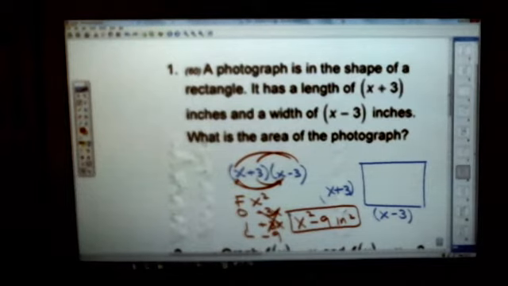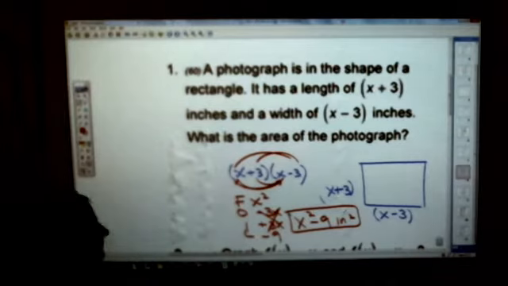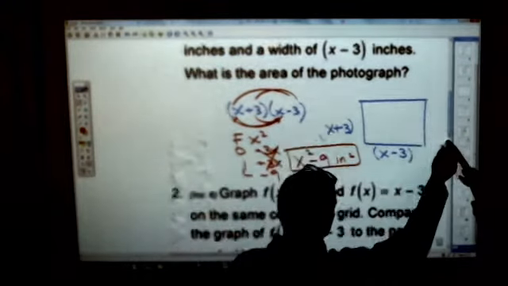How many people got that correct? Close is always good in math. We like close. Won't get you any points, but.